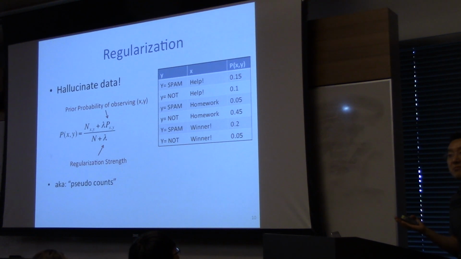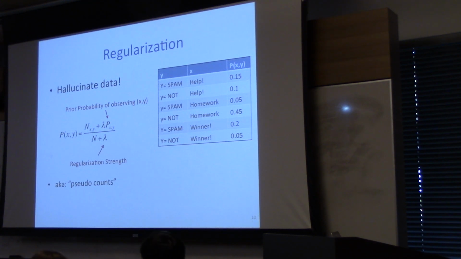Typically PXY is uniform, just a uniform distribution. Oh, it's their prior. Yeah. It's typically that if you just want stable estimates and you don't know anything about your data, the best you can do is uniform. So in our case, PXY would be 1/6 for all possible XY.